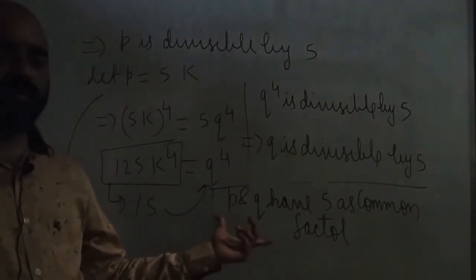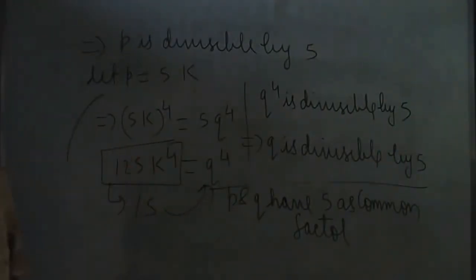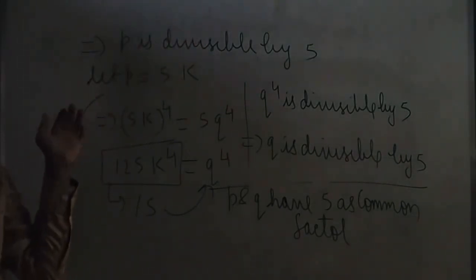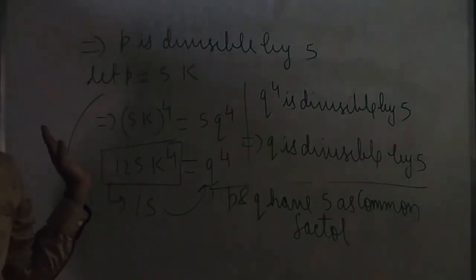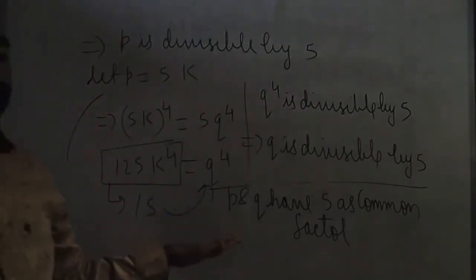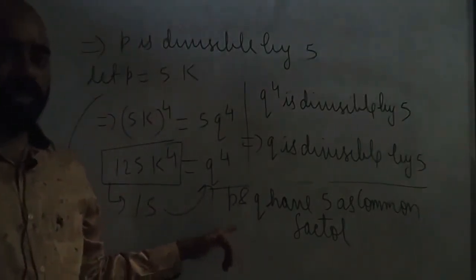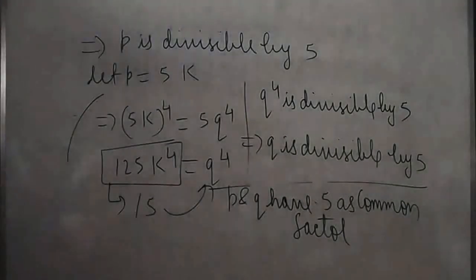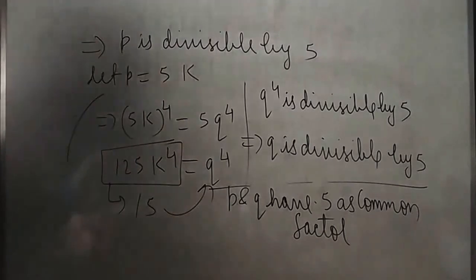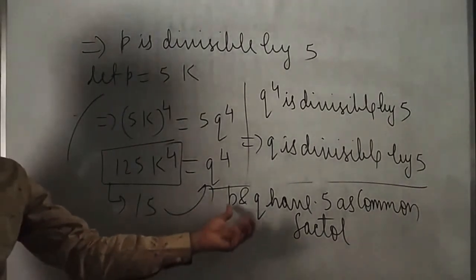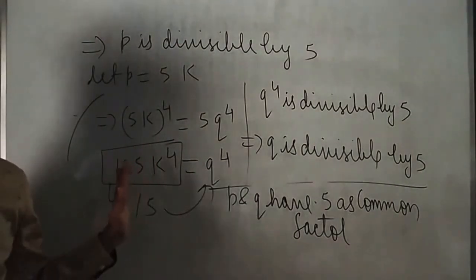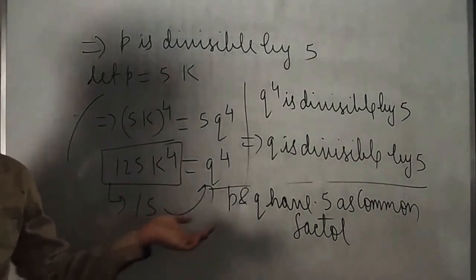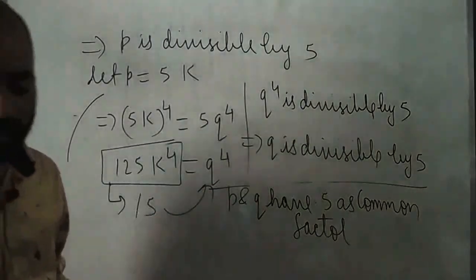Clear? It means p and q have 5 as a common factor, which is violating the definition: p and q are co-prime. Clear? But in the definition, when we supposed that the number is rational, it means p and q must be co-prime integers. Now we have arrived that p and q are not co-prime. So therefore our supposition was wrong. Hence the number is irrational. Clear?